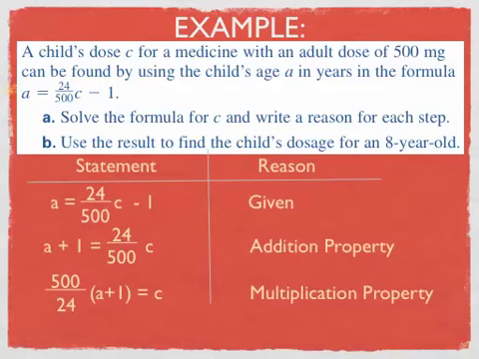The properties of length and measure are on page 98. We have the reflexive property, symmetric property, and transitive property. They're going to be very similar to the reflexive, symmetric, and transitive that we talked about with our algebraic properties.